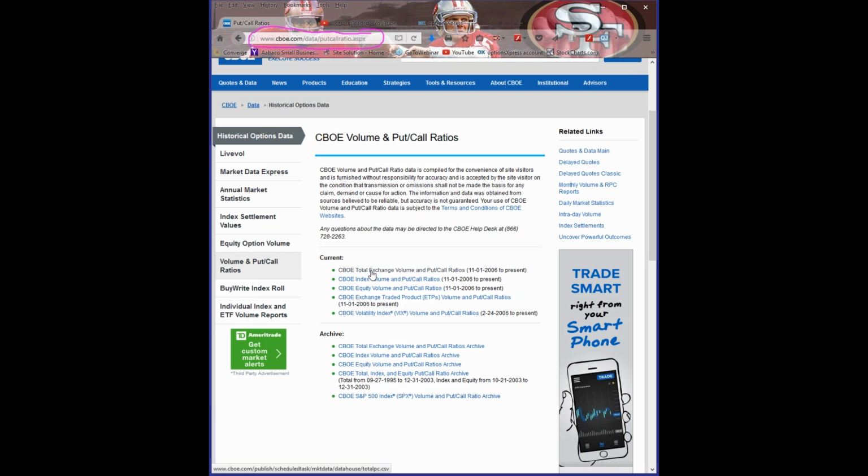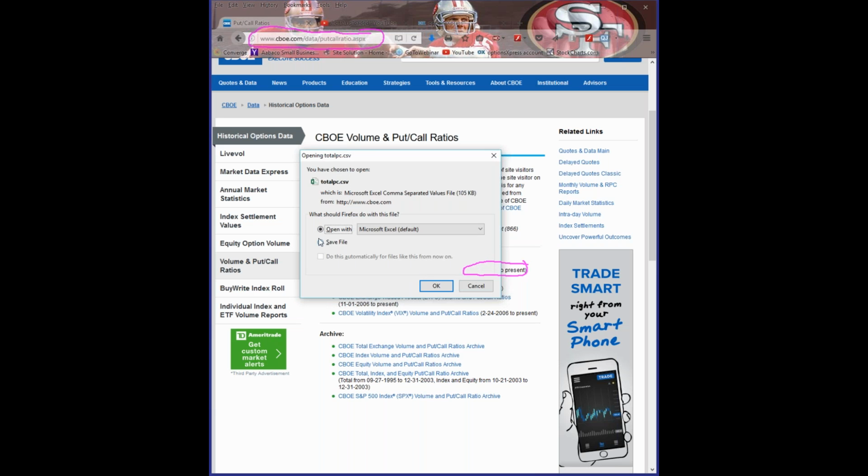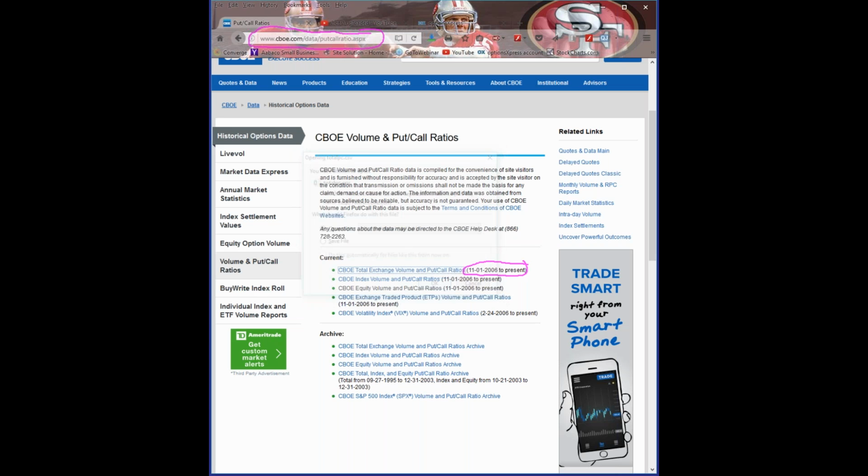Now here's how I look at this. Right here it says current, and this is going to be 111. I know this is really small on your screen, but we'll try and get it in a way that it's blown up and you can see it. I'm going to click on a link here that says 111 to present, total exchange volume put-call ratios. I'm going to click on this. Now it's going to ask me how I want to open it. I'm going to open this in an Excel document. And Excel's going to open up now, and initially, now off screen, I'm just shrinking this down to where it will show up decent on your screen, and I'll share this with you in just a moment.